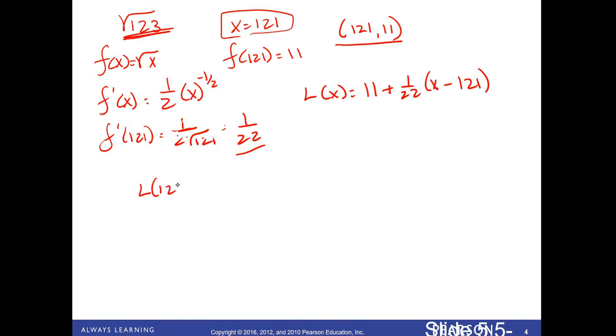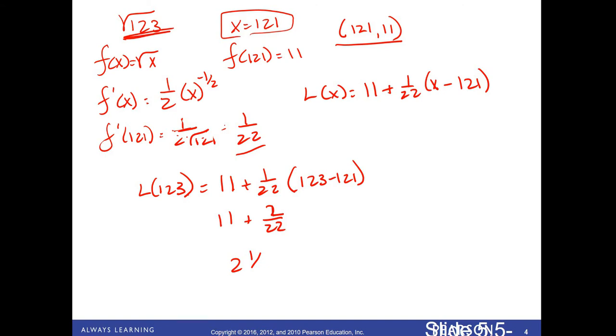So L of 123 is 11 plus 1 over 22 times 123 minus 121, which is 11 plus 2 over 22, or 11 and 1/11.